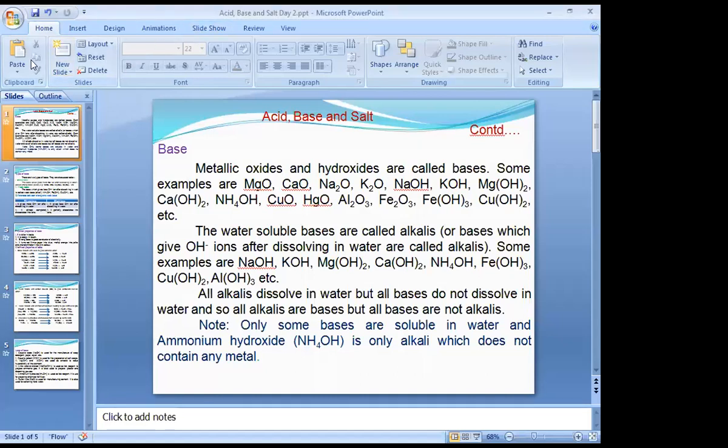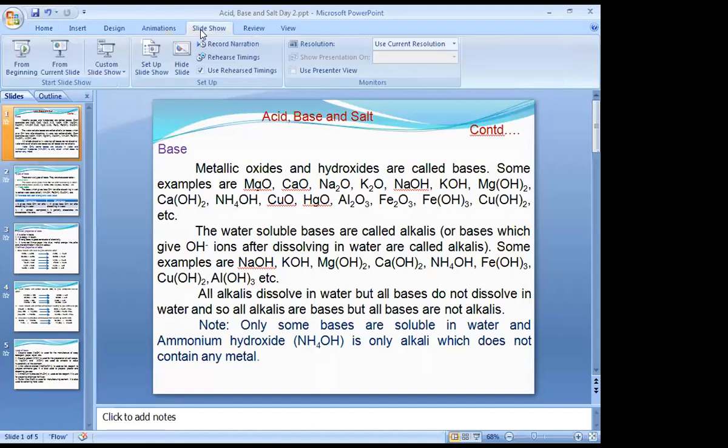So in acid, we have learned that the chemical substances which give H plus ion after dissolving in water are called acid. Obviously it is sour in taste, as it gives hydronium or hydrogen ion after dissolving in water.